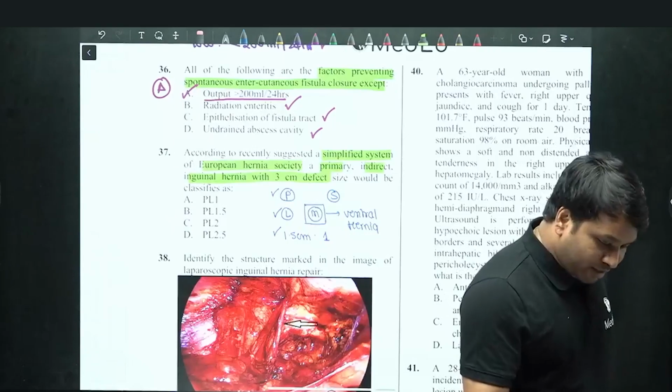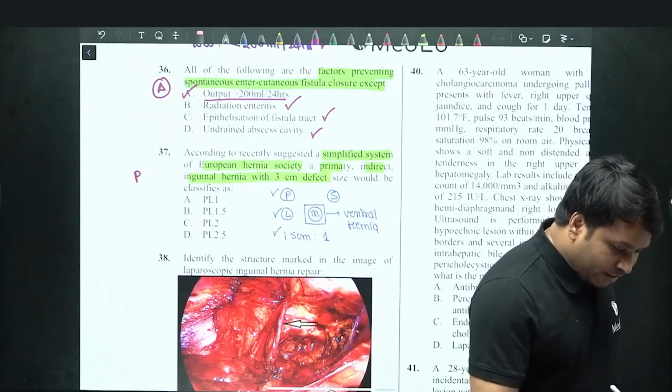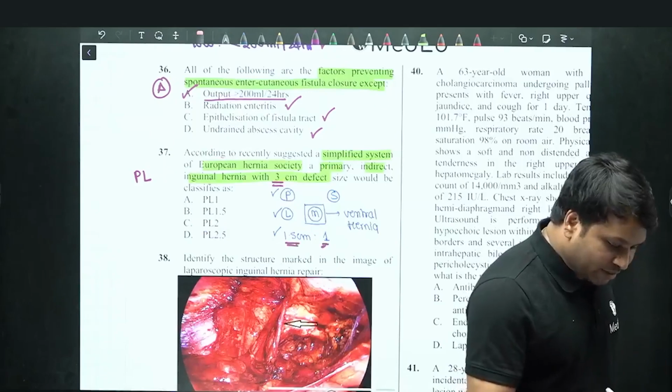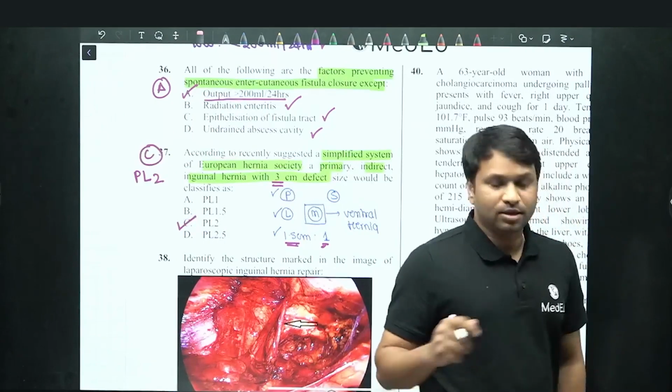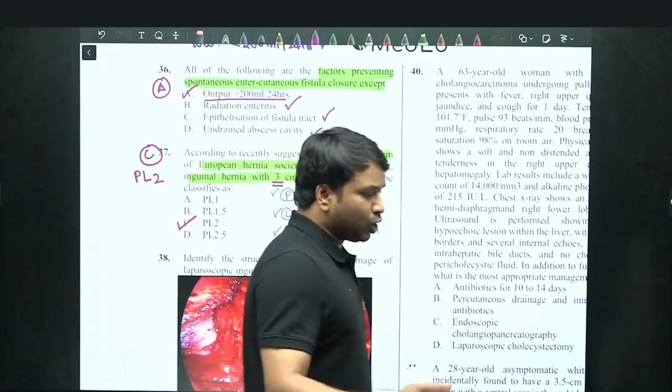So you have primary, that is P. Indirect inguinal hernia is lateral. 3 centimeter defect: 1.5 centimeters is 1, so 3 centimeters is going to be 2. So PL2 will be the answer. So C for Calcutta, right? It is going to be C for Calcutta, that is your PL2.